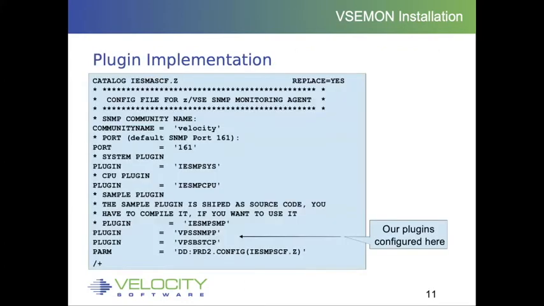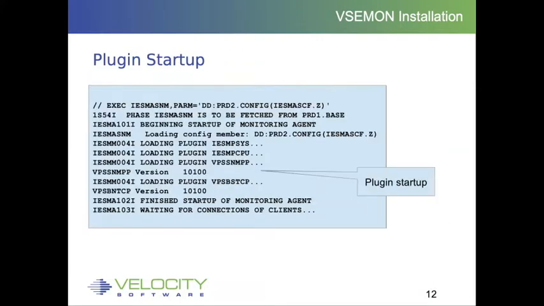As for the plugin implementation, this is the SNMP configuration member that gets stored in the library. These two plugins at the bottom: the SNMPP plugin is the partition plugin, and the BSTCP plugin is for Bernard Software's TCP/IP stack. If you are going to be using the CSI stack, there will be a plugin for that as well. And when you start up SNMP, you will see information about those plugins as they start up, giving you the version number, etc.